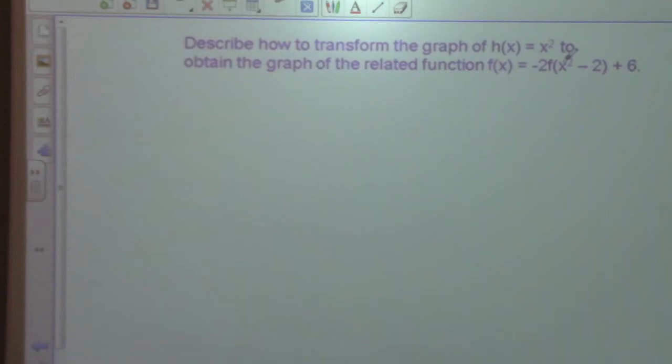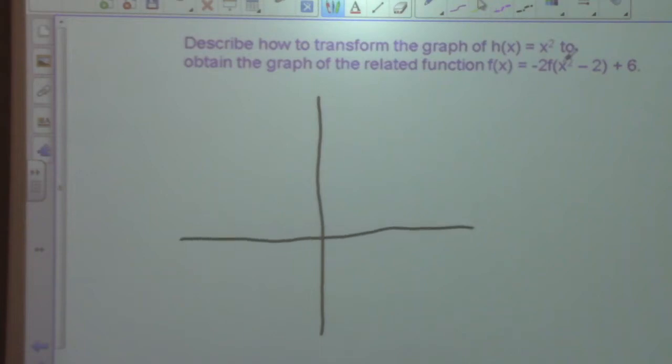Describe how to transform the graph of h of x equals x squared to obtain the graph of a related function. And we have this type of function here: negative 2 times (x minus 2) squared plus 6. So we want to transform the parent function, and the parent function is going to be this looking thing here. So here's our parent function.